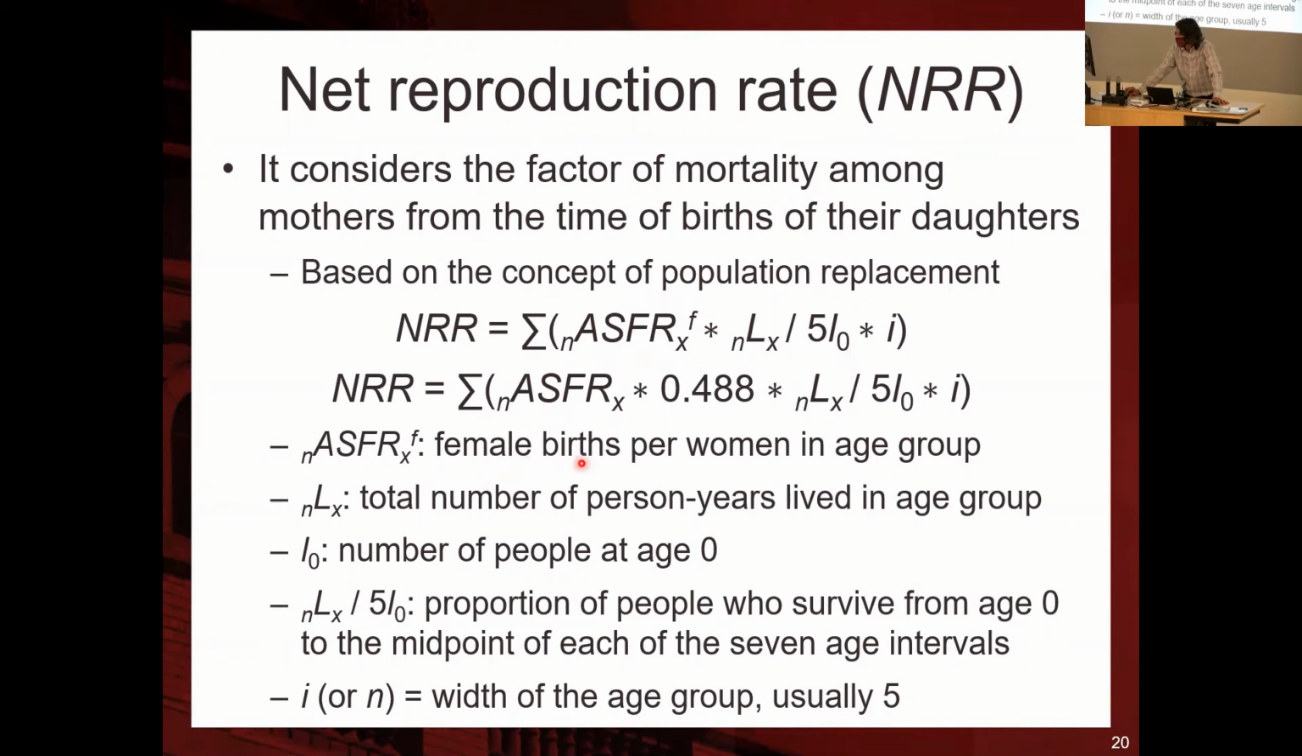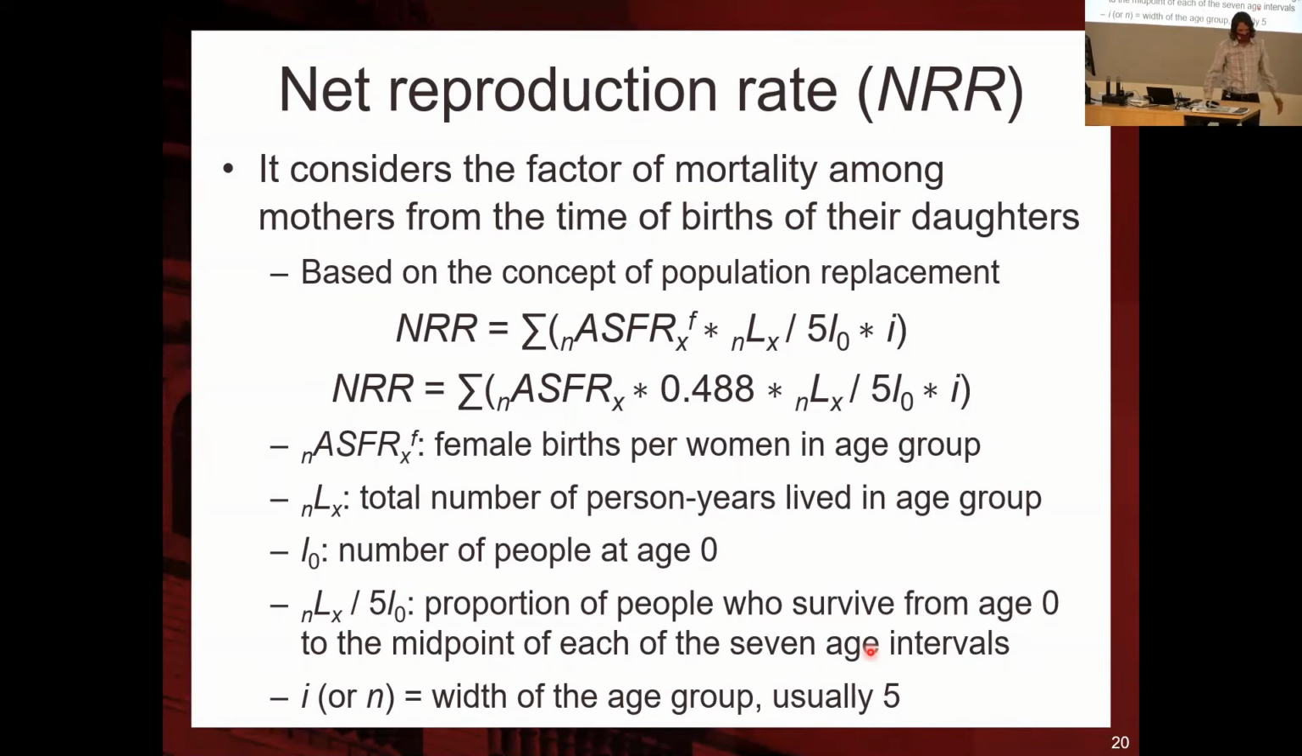So what is this term? That's the female births per woman in an age group. What is this big LXN? The big LXN and also the little L0, I will discuss them more in the mortality chapter when we talk about life tables. But here what I want to explain is that those terms are measuring the chances of women reaching the next 5-year age group between these reproductive ages of 15 to 49. The big LXN is the total number of person years lived in an age group, and the L0 is the number of people at age 0. So this proportion here, the big LXN divided by 5 times little L0, is the proportion of people who survive from age 0 to the midpoint of each one of the 7 5-year age groups.